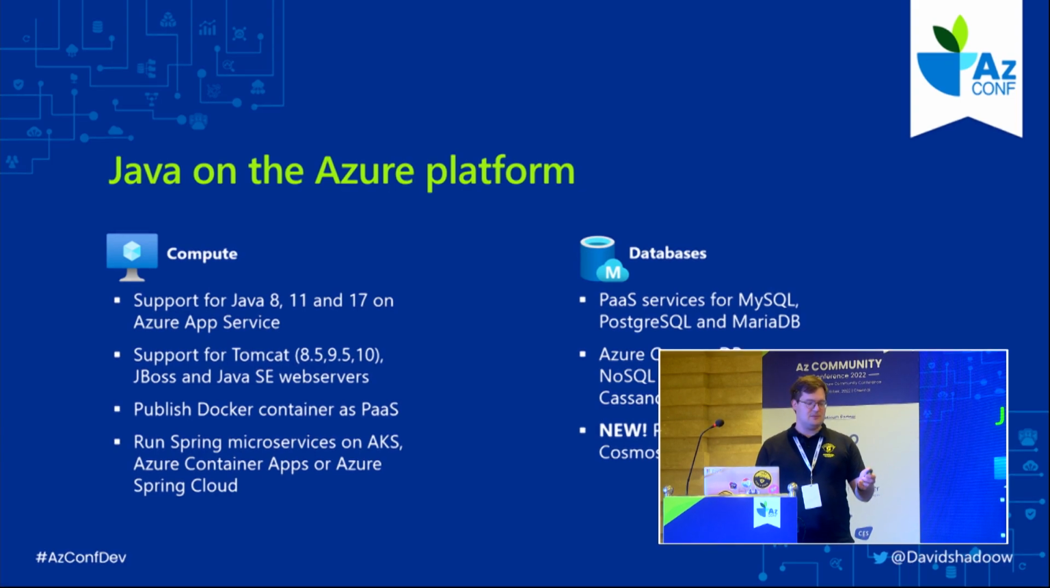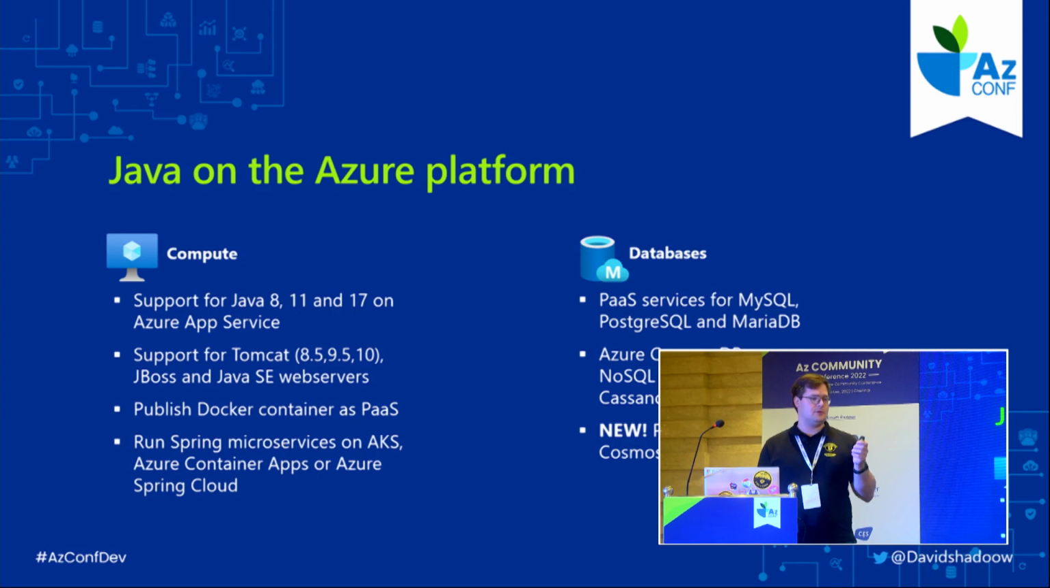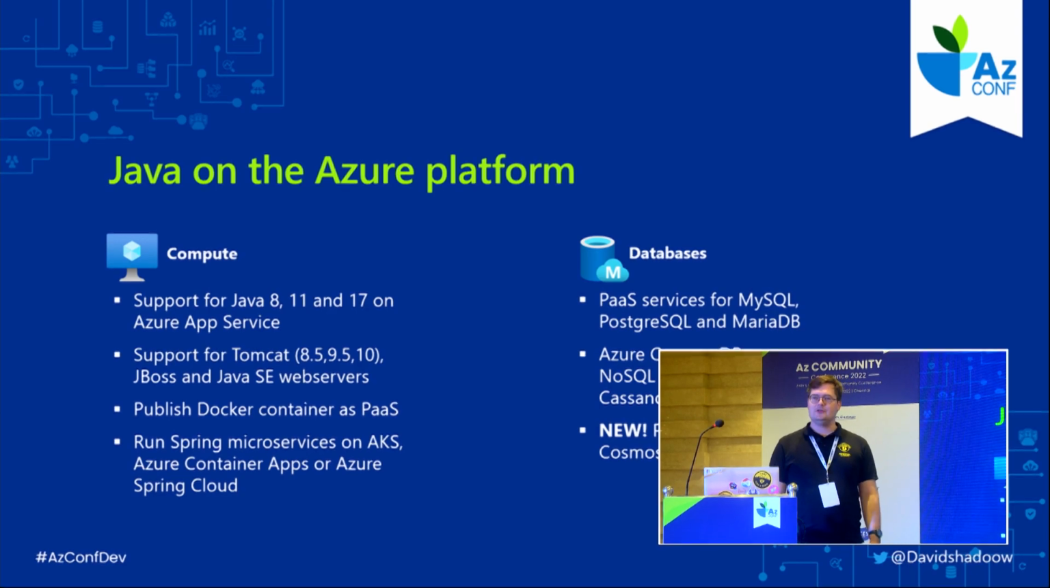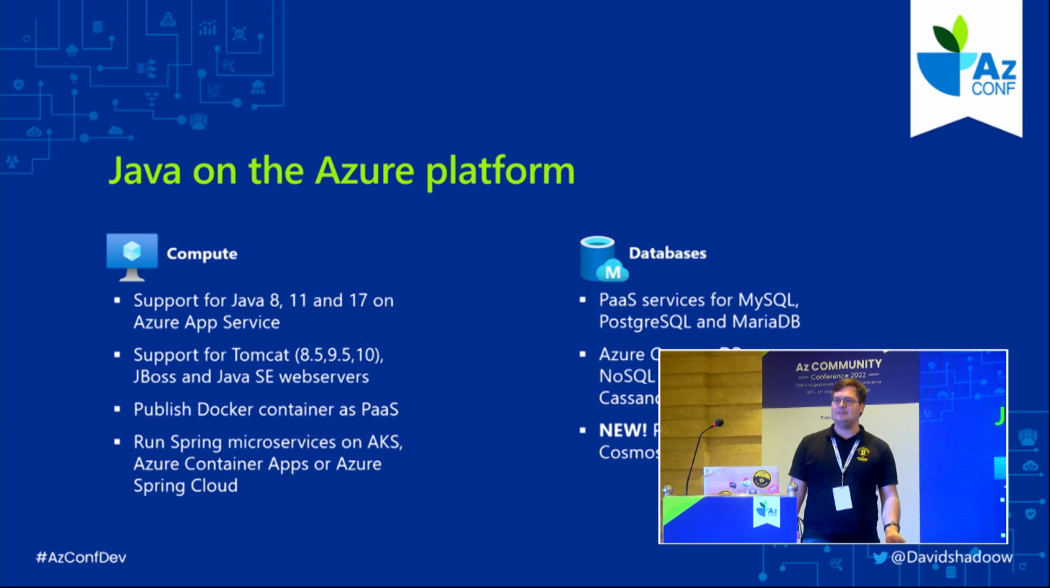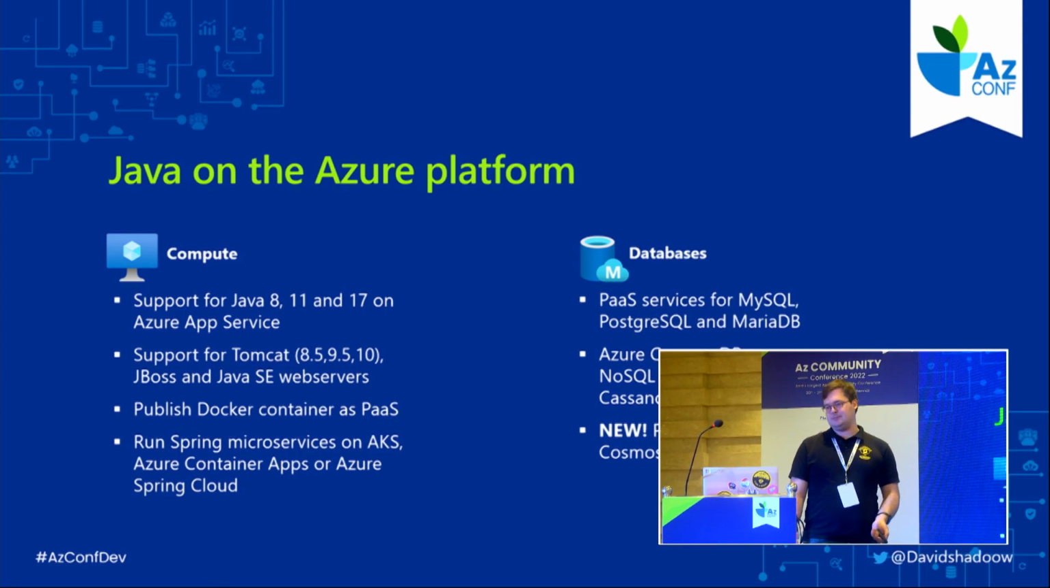They also had some new support for some web servers. For Tomcat, they support 8.5, 9.5, and 10. They also have support for JBoss and Java SE servers. They also added the option to publish Docker containers in App Service. So you could actually bring your Java container straight into Azure App Service, even if your Java version wasn't supported on the platform natively, because it would be in your image anyway. And they invested in the ability to run Spring microservices on AKS, Azure Container Apps, or Azure Spring Cloud.